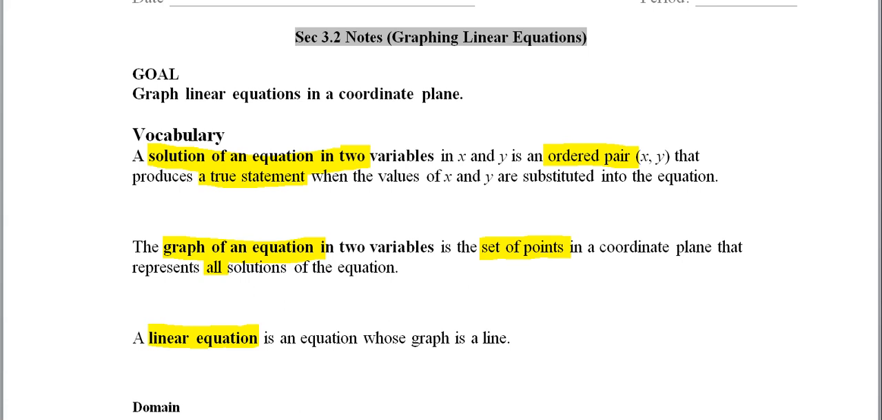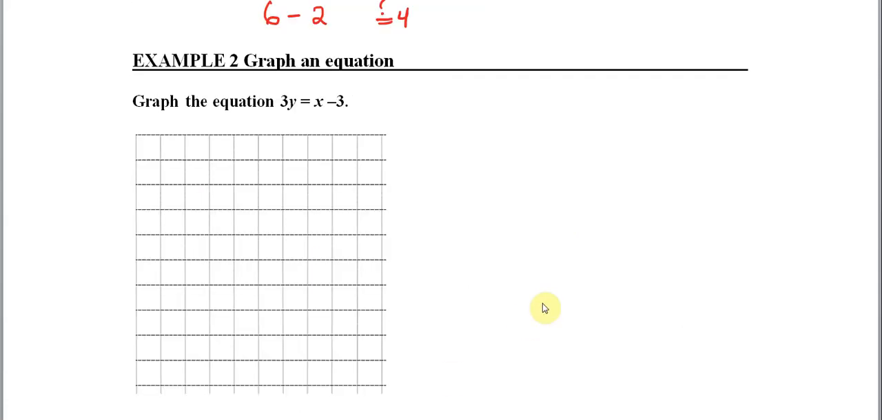And in most of the examples that we're going to do, we're going to see the result looking like a line. So looking at this example here, graph the equation 3y equals x minus 3. Graphing an equation means to graph all of the solutions. And there's a lot of them, right? But these particular types of equations are going to be lines. So we really only need 2 points.